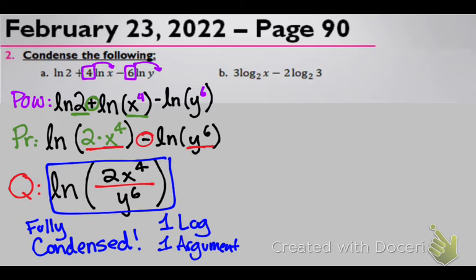All right, and in part B, we can do the same steps. We're looking for our power rule. Just like we said, we know we're looking for numbers in front of our log. So I have 3 and 2 in front of my log. And those will become exponents when I rewrite it.